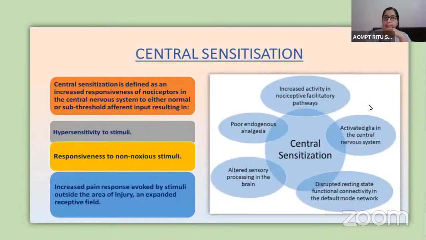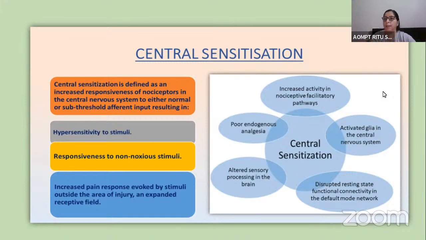So first is central sensitization. It is defined as an increased responsiveness of nociceptors in the central nervous system to either normal or subthreshold afferent input, resulting in hypersensitivity to stimuli, responsiveness to non-noxious stimuli, and increased pain response evoked by stimuli outside the area of injury, or an expanded receptive field. In central sensitization there is increased activity in nociceptive facilitatory pathways, which activate the glia in the central nervous system, disrupted resting state functional connectivity in the default mode network, altered sensory processing in the brain, and poor endogenous analgesia.